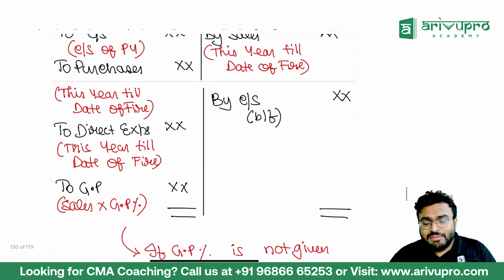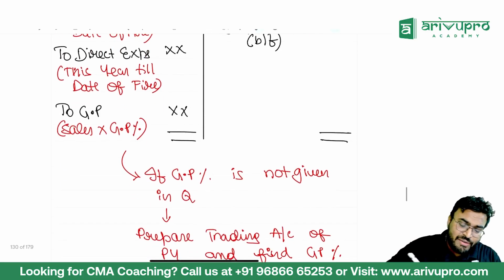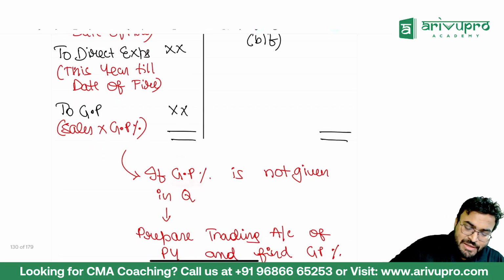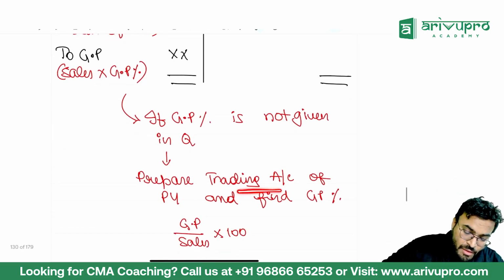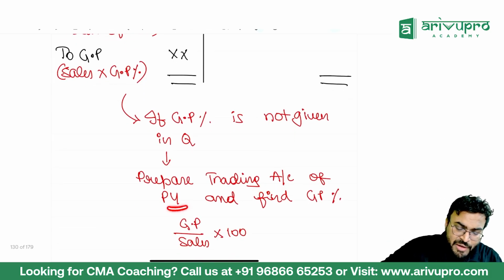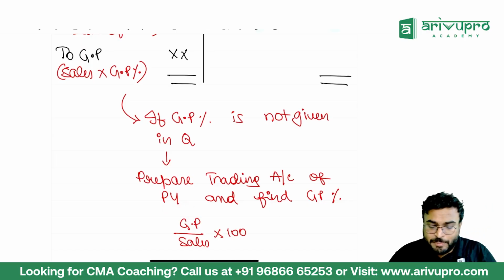Now you have to understand one thing. Gross profit percentage, sir, if it is not given in the question, what to do? If gross profit percentage is not given, then prepare the trading account of last year, the previous year, and find the gross profit percentage. That gross profit percentage will be taken for our calculation.